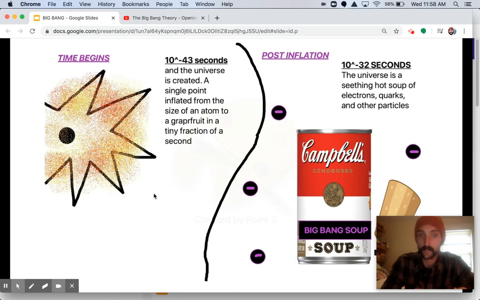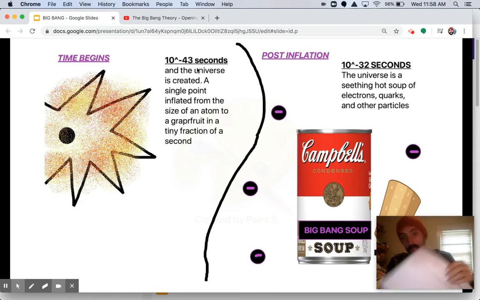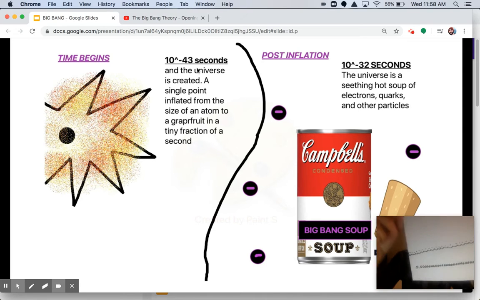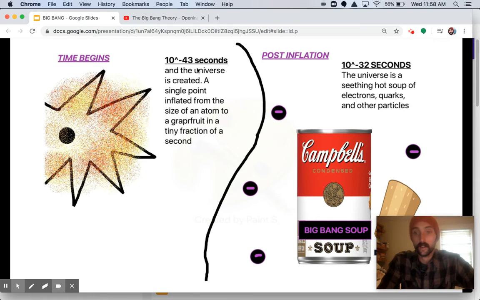You could also use the analogy that an atom went from the size of an atom, which is microscopic, to the size of a grapefruit in less than a second. So that time is 10 to the negative 43rd power. So 1 second to the negative 43rd. If you were to do this on paper, it comes out to be an incredibly small number. So there's actually 41 zeros behind the 10 when you put it into standard notation. So in less than a tiny fraction of a second, the universe began.